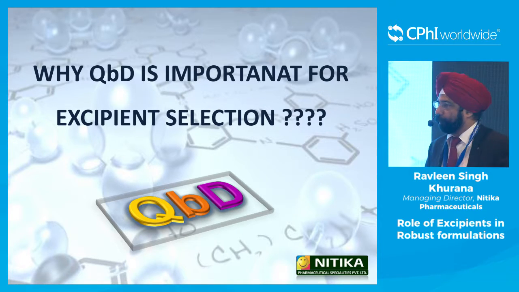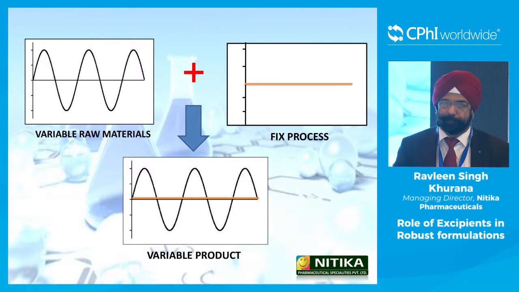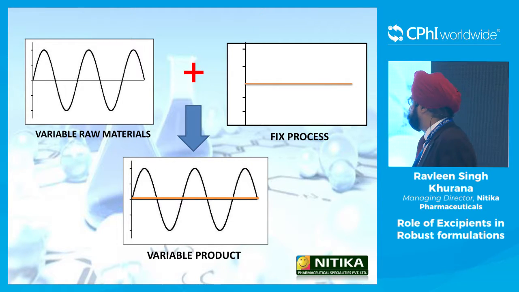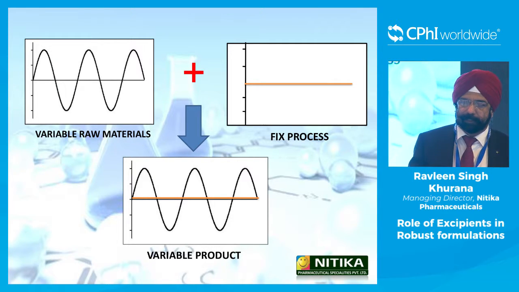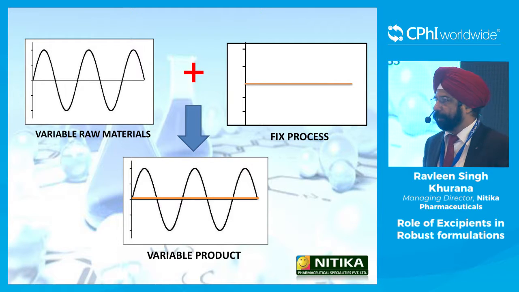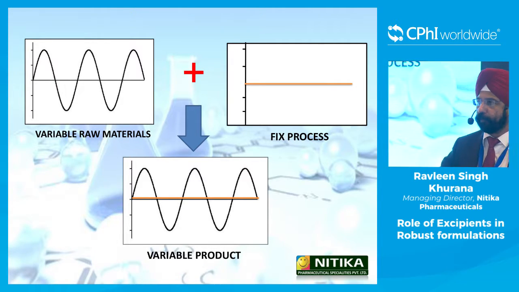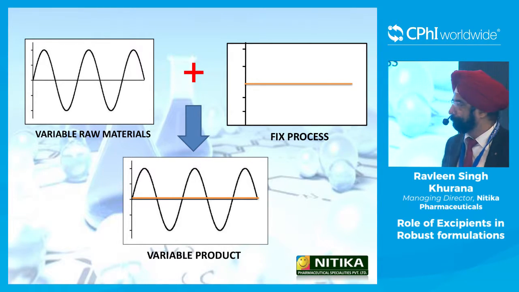So why is QBD important for excipient selection? The million-dollar question. If the raw materials are variable, the process is a fixed, validated one, but your end product may not be a fixed product, but a variable product. By this, what I mean to say, for example, you are choosing magnesium stearate. The surface area range varies from 5 to 15. First, you have a range of 6 to 7 meters square per gram, and next time it is 13 to 14 meters square per gram. Your formulation may not behave in a similar way.